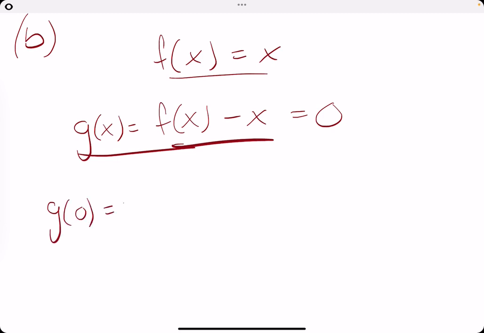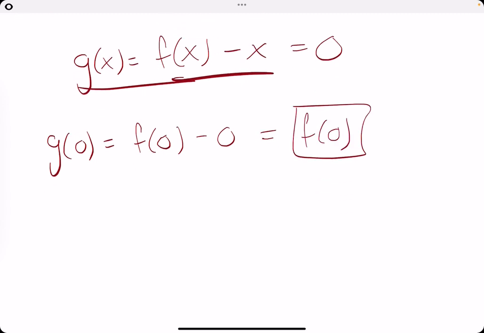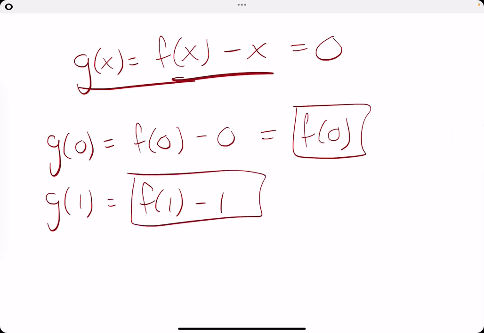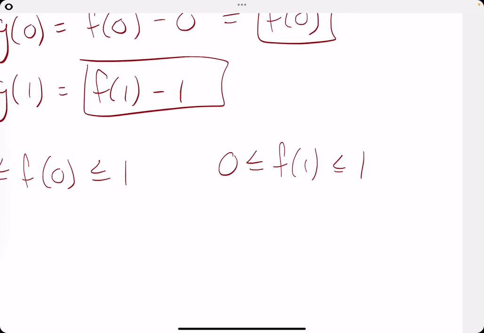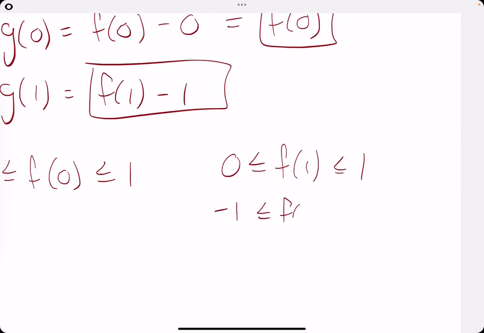So finding g of 0 would be f of 0 minus 0. Well, f of 0 minus 0 would just be f of 0. And then let's plug in 1. F of 1 minus 1. That is just going to be f of 1 minus 1. We really can't do anything with that. But what do we know about these? Well, all the f values are bounded between 0 and 1. And f of 1 minus 1, well, let's start with f of 1. We know f of 1 is between, again, 0 and 1. But now let's subtract 1 from all three of these. Negative 1, f of 1 minus 1, and 1 minus 1 is 0.